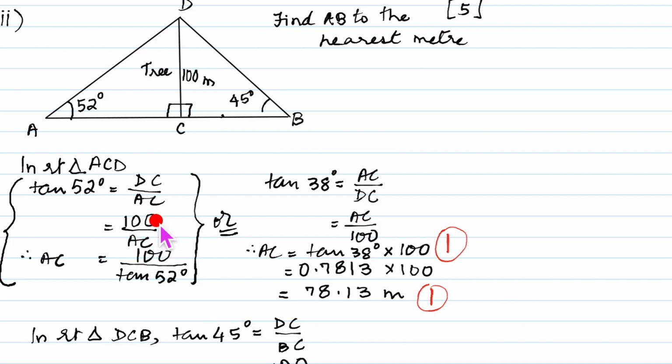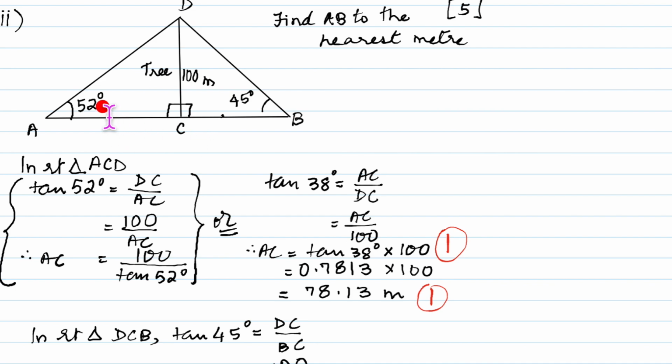And that gives us 100, that is the value of DC, upon AC. And so AC comes here and tan 52 goes here. So AC becomes 100 upon tan 52 degrees. Now tan 52 is going to be a 4 decimal number, and you cannot divide very easily this number. So it's going to be time consuming. So you can have an alternate method.